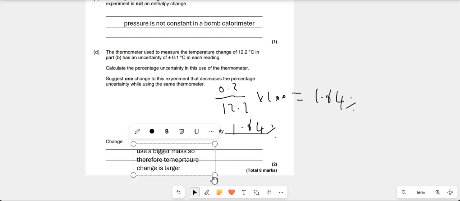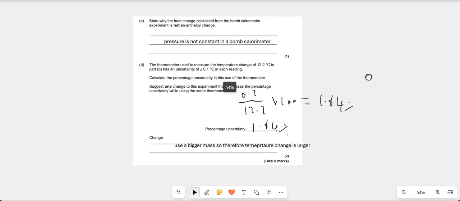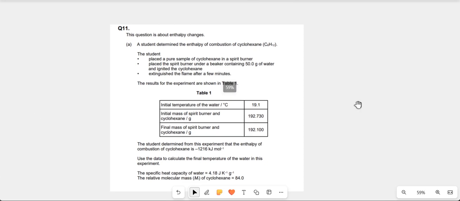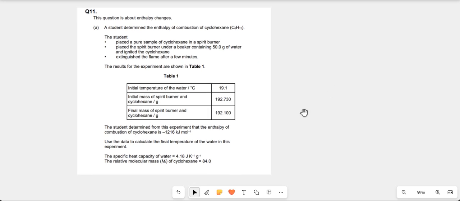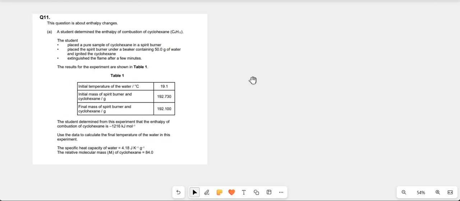And that would decrease the uncertainty. Next thing, we've got cyclohexane, we've got some long situations. This is actually an easy question. This is asking me to do an easy enthalpy type question.